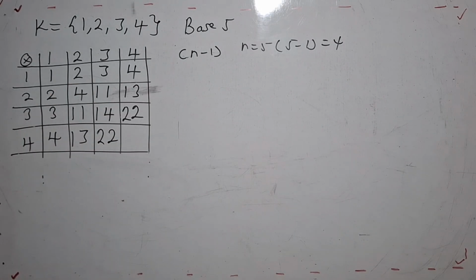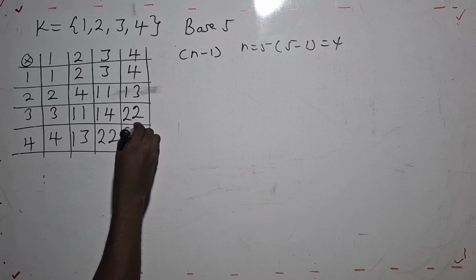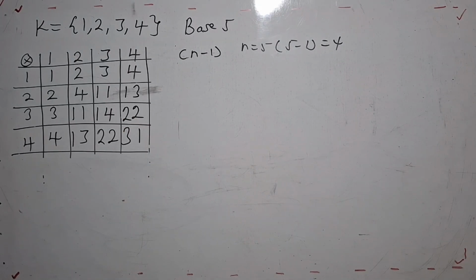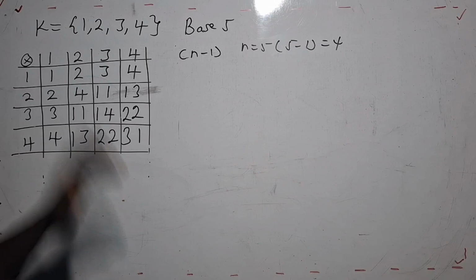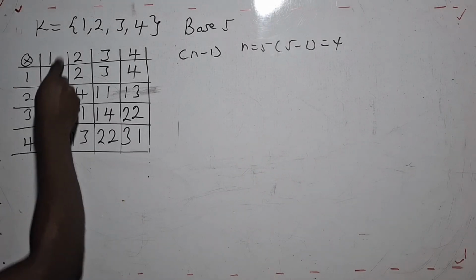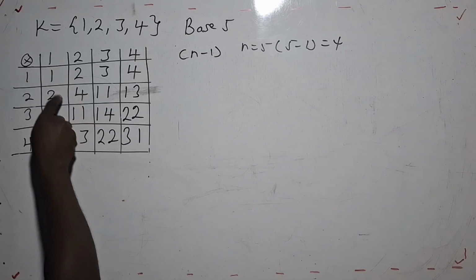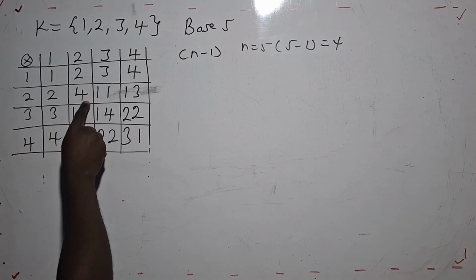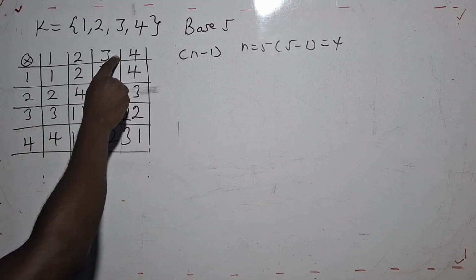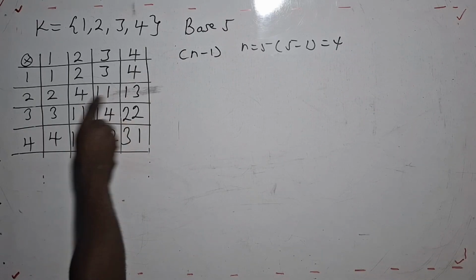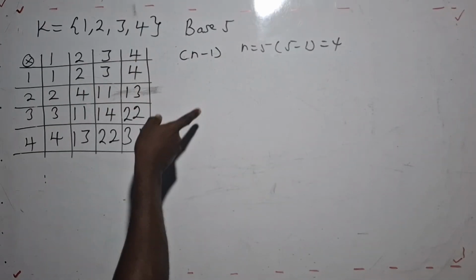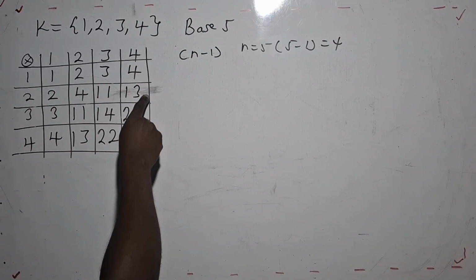Then 4 times 4 is 16. 16 divided by 5 is 3, remainder 1. So I can quickly go over. 1 times 1 is 1, 1 times 2 is 2, 1 times 3 is 3, 1 times 4 is 4, 2 times 1 is 2, 2 times 2 is 4. It's accepted in base 5. Now 2 times 3 is 6. 6 divided by 5 is 1, remainder 1. 2 times 4 is 8. 8 divided by 5 is 1, remainder 3.